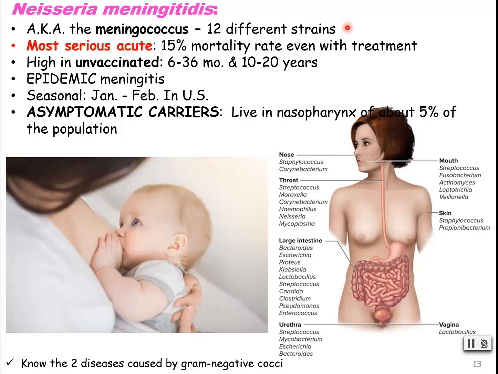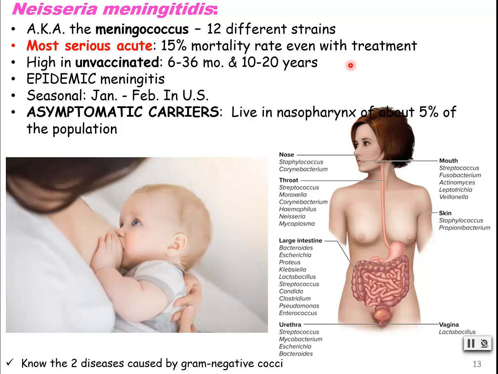So we already talked about Streptococcus pneumoniae, and that is the number one cause of bacterial meningitis in adults. This one, to make it different for you, is the most serious of acute forms. Most serious meaning that 15% of people that even get treatment are going to die. Because it is so serious and leads to death, we have a vaccine for it.